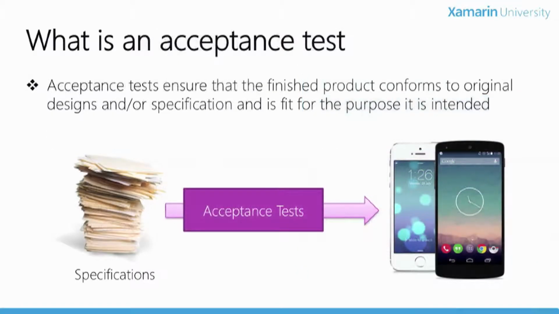Now finally, let's have a look at acceptance tests. Acceptance tests ensure that the finished product conforms to the original design or specifications and is fit for the purpose that it was intended. So this is how the application normally gets signed off by the customer. And the acceptance tests really check the application works based on the specification. So these are the kinds of tests that you might create using Calabash, or you might create using Xamarin UI test to make sure the application performs all the tasks that it's supposed to according to the specification.